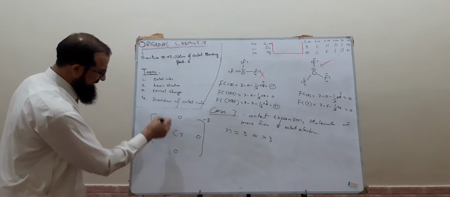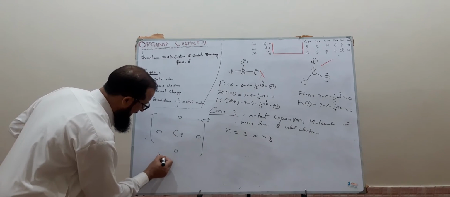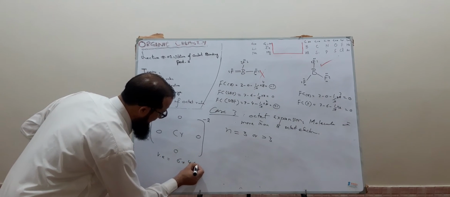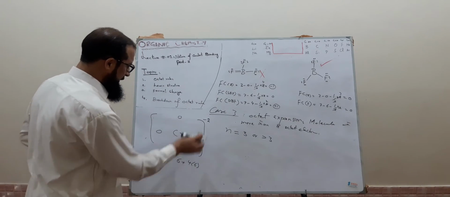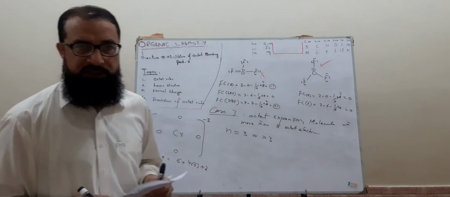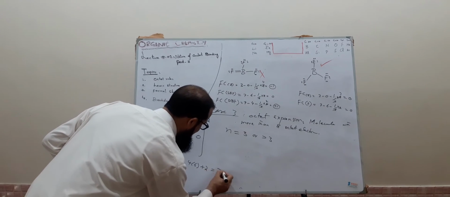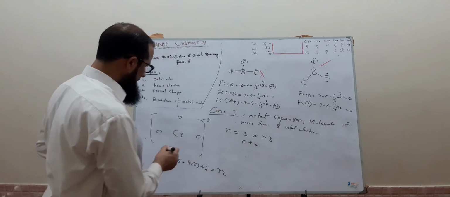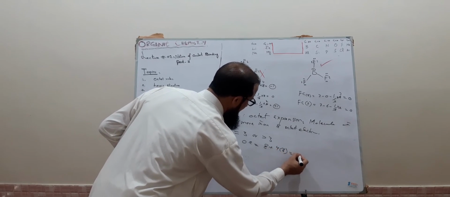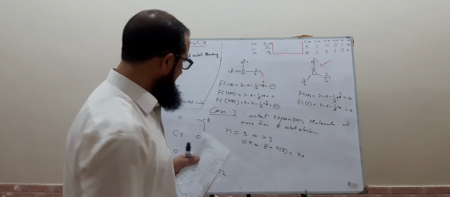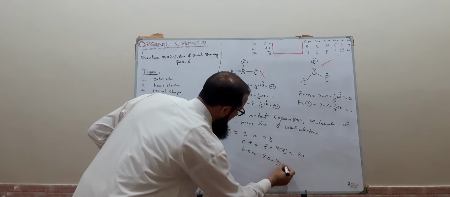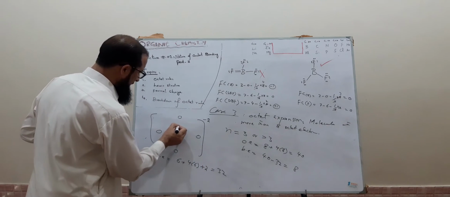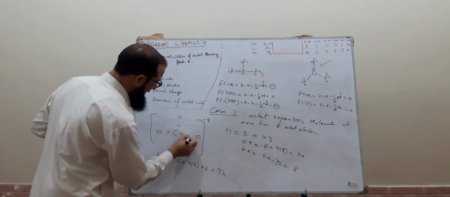Okay, so this is the skeleton. Valence electrons: we have 6 valence electrons for chromium plus 4 into 6 valence electrons for oxygen, and we should add 2 here because we have 2 negative charge on the molecule. So the total is 32. Octet electrons: 8 plus 4 into 8, so we have 40 octet electrons. Bonding electrons: 40 minus 32, so we have only 8 bonding electrons. So assign 2 electrons for each bond, so we assign here 1, 2, 3 and 4.